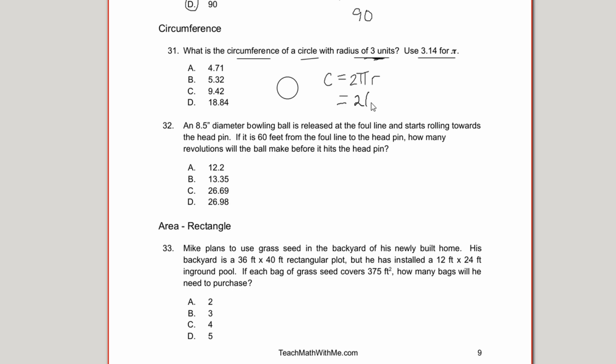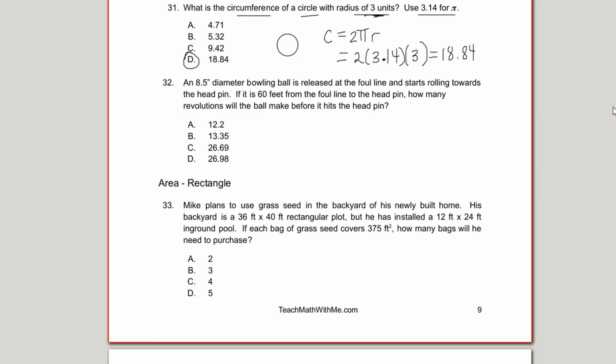So it tells us to plug in 3.14 for pi, and our radius is 3 units. So let's plug that in. It's 6 times 3.14, and that is equal to 18.84, which is answer choice D. Question 32 says an 8.5-inch diameter bowling ball is released at the foul line and starts rolling towards the head pin. If it is 60 feet from the foul line to the head pin, how many revolutions will the ball make before it hits the head pin?